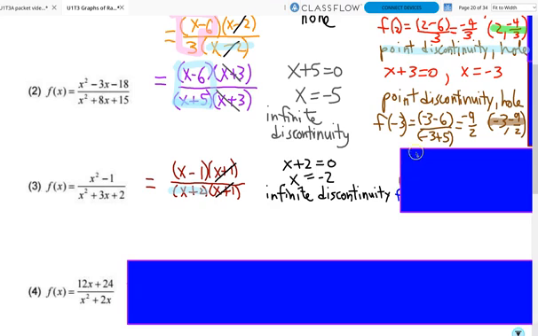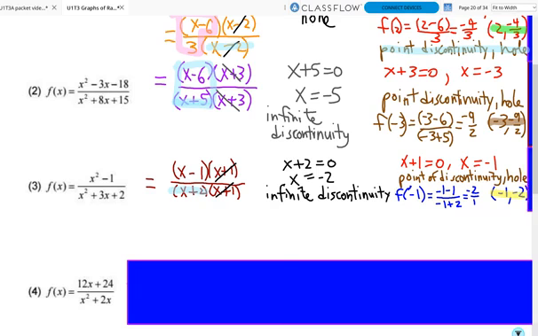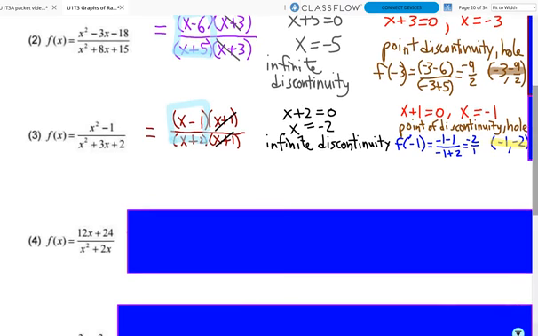For the hole, I take the common factor, set that equal to 0. X equals negative 1 is the x value of the hole or removable discontinuity. Negative 1 plugged into the simplified equation is what gets us the y value for the hole of -2.